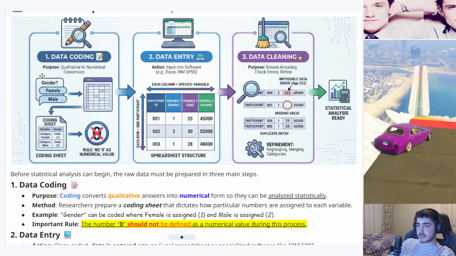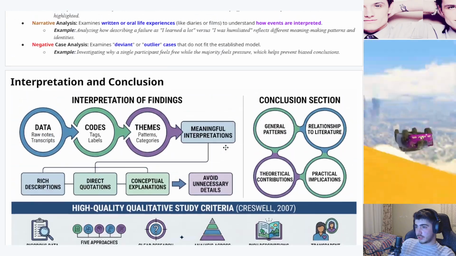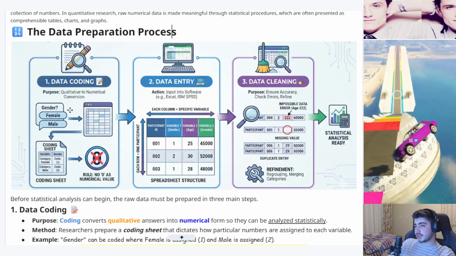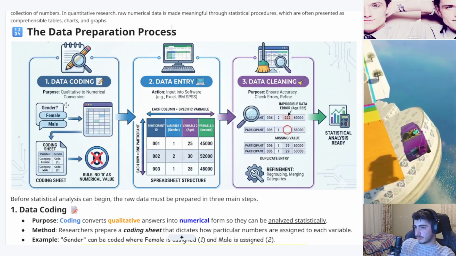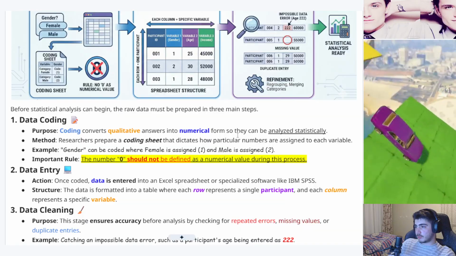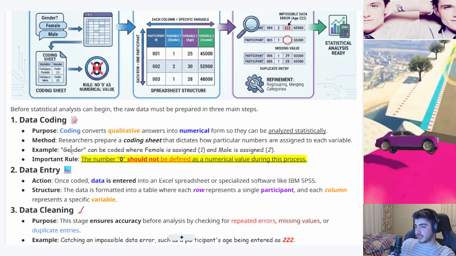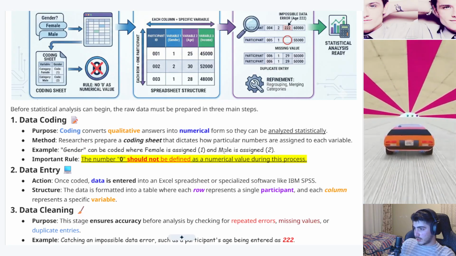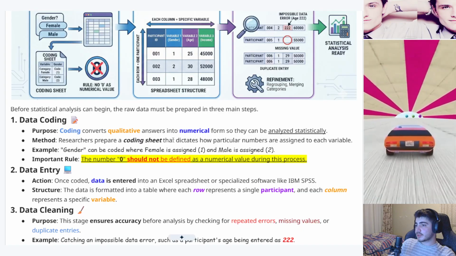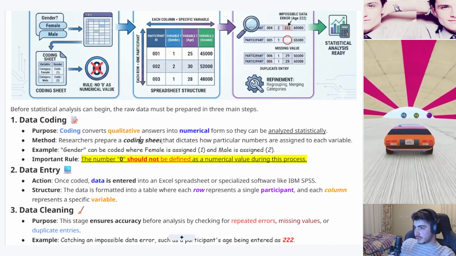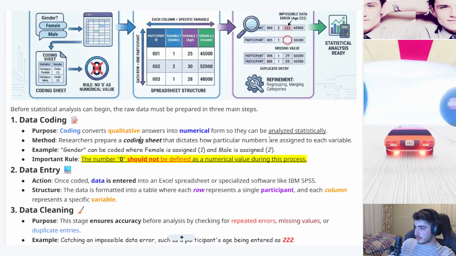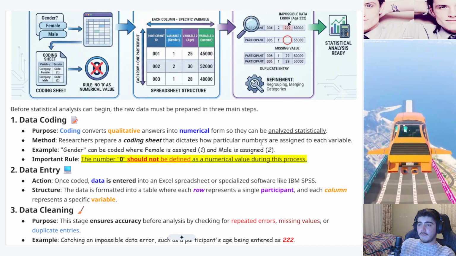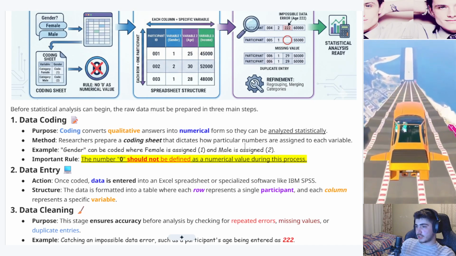First of all, we code our data, which we learned in our previous weeks on how we can do that. So, data coding: qualitative to numerical conversion. For example, gender can be coded where female is assigned 1 and male is assigned 2. Researchers prepare a coding sheet that dictates how particular numbers are assigned to each variable. They keep a sort of dictionary to not confuse anything.